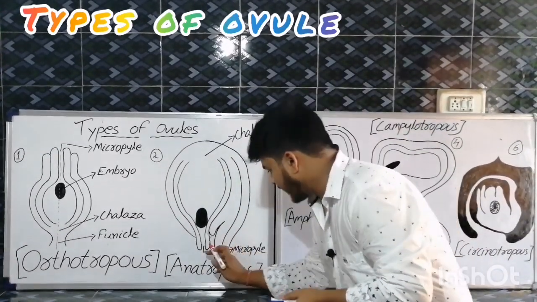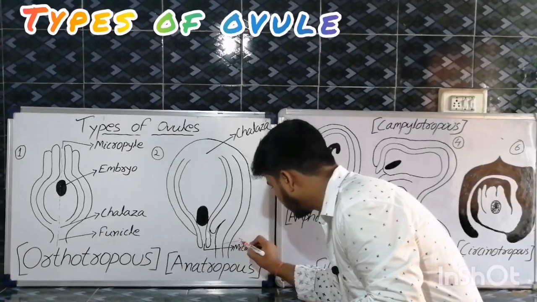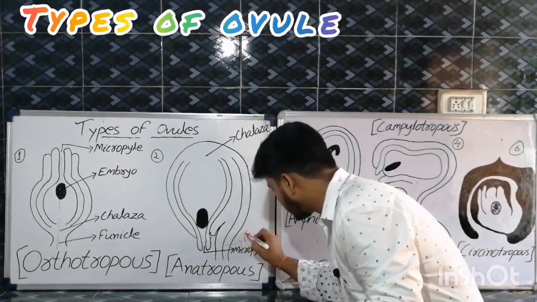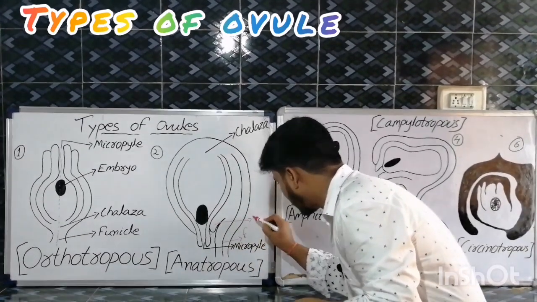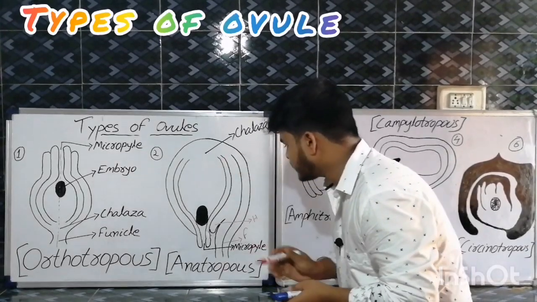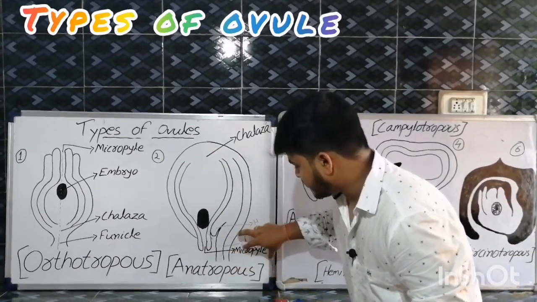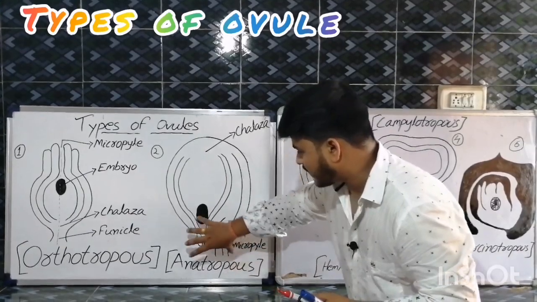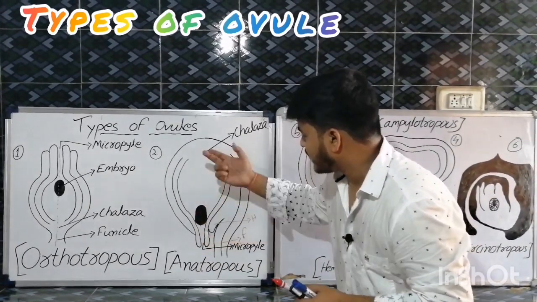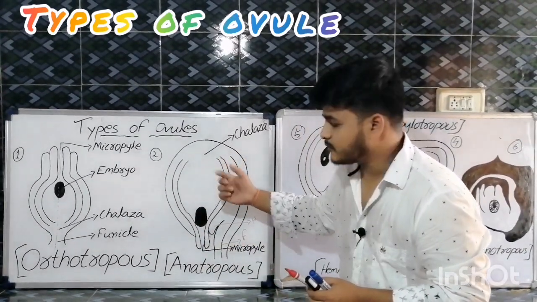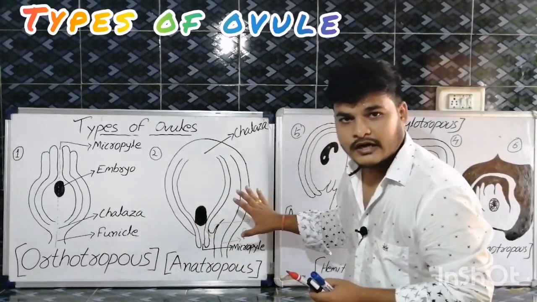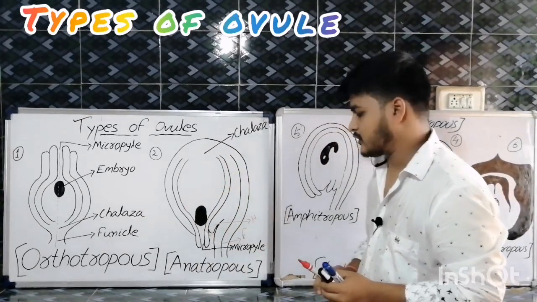That means this is the micropylar end, and this is the funicle. I will briefly write it over there. This is the funicle and this is the hilum. This is the chalazal end. These 3 parts, the funicle, hilum and micropylar end, are arranged on the same side, and opposite to that the chalazal end is present. This is all about the anatropous ovule, and it is the main feature of the anatropous ovule.